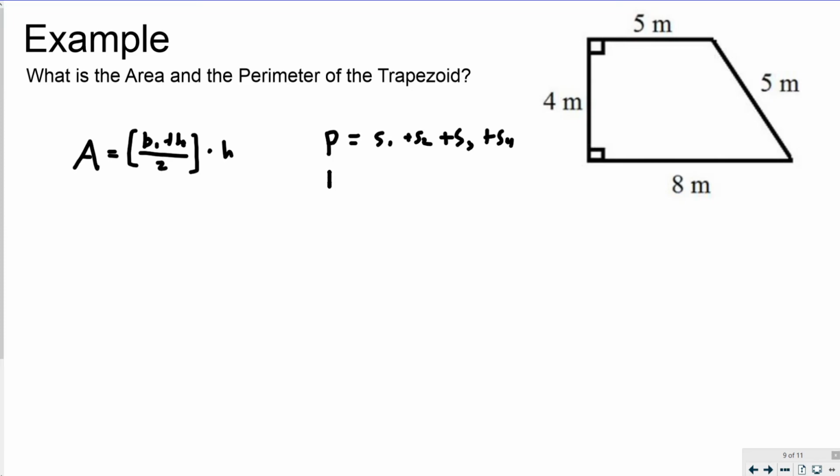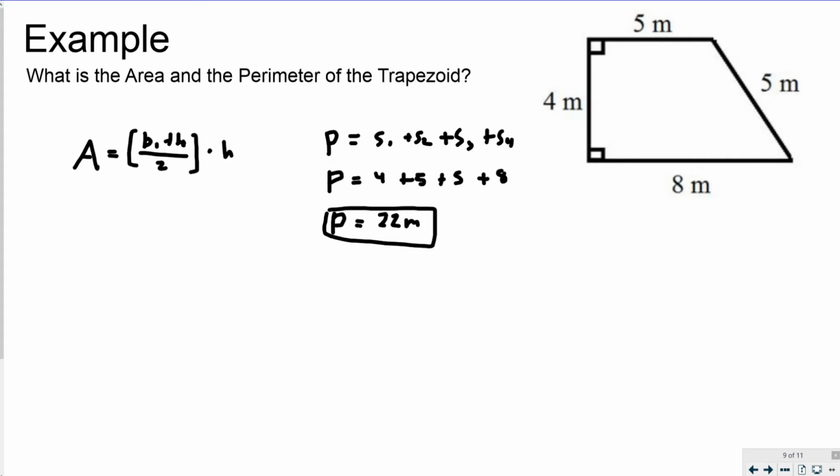So the perimeter one I'm just going to go ahead and do right away because it's a quick calculation of 4 plus 5 plus the other one is 5 plus 8. So the perimeter here is going to be equal to 4 plus 5 is 9, plus 5 is 14, plus 8 is 22 meters, since that's the given measurement.